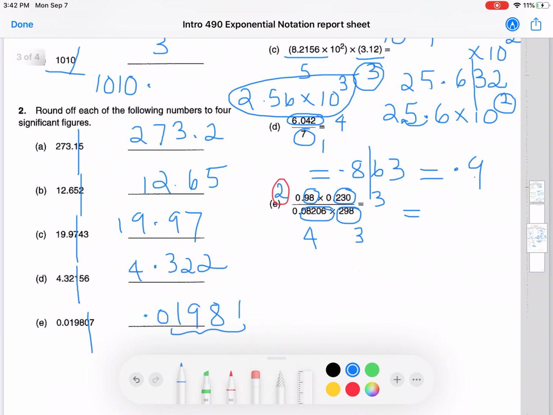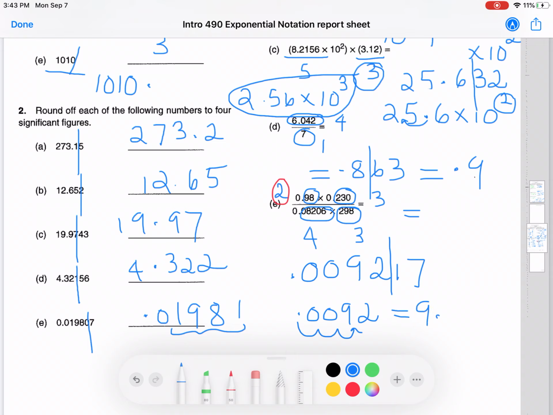So make sure that you guys also check to see if my calculations are correct. So this would be 0.009217. We have to keep it in two significant figures. It's going to be dropped from here, 0.0092, and then if you make it in scientific notation, that would be 9.2 times 10 to the negative 3. That's going to be the answer for that.